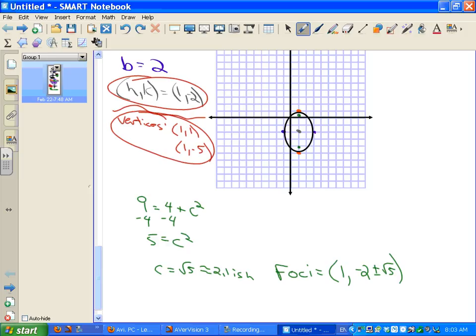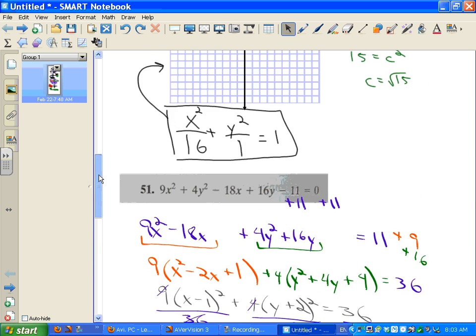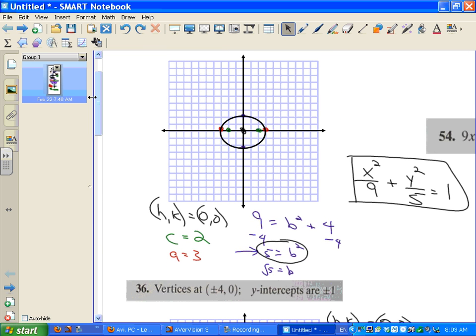All right, so start with this point, and then figure out what you went up or down. Or if it's a left and right type, then this one will be a plus or minus whatever your C was. So there's your focus. So focus, vertices, center. All right, I think we just had one more.